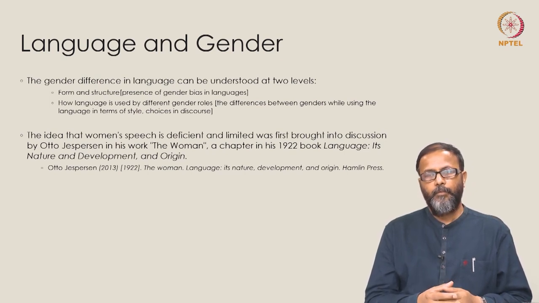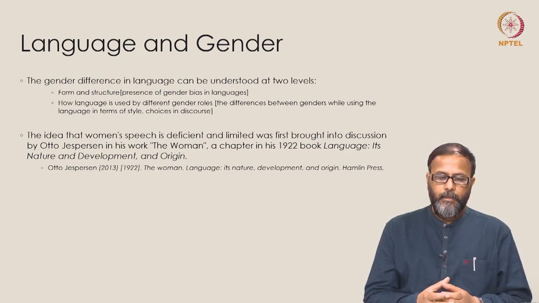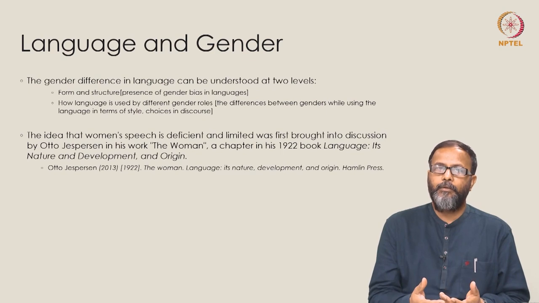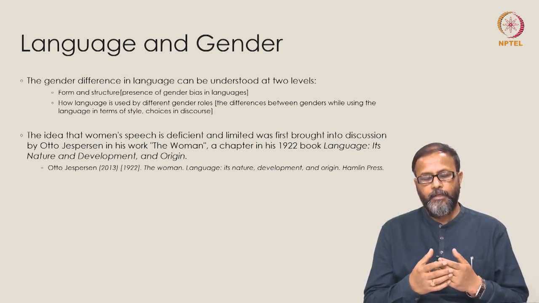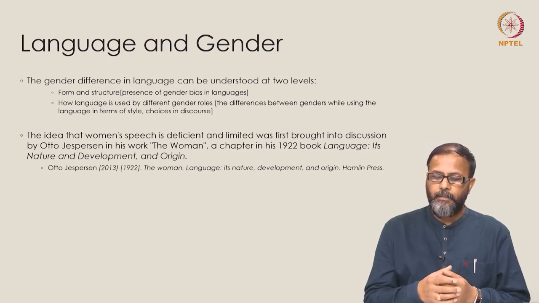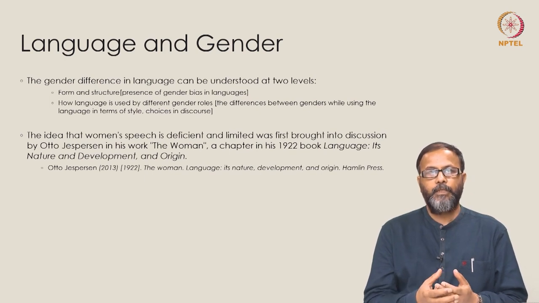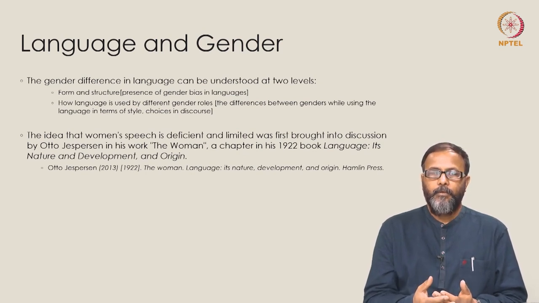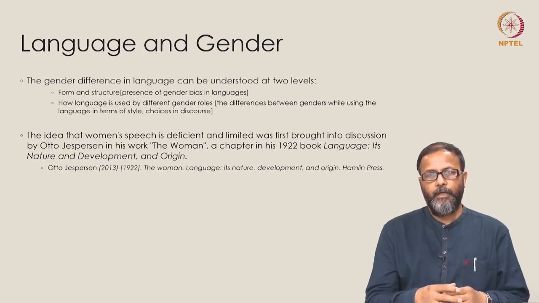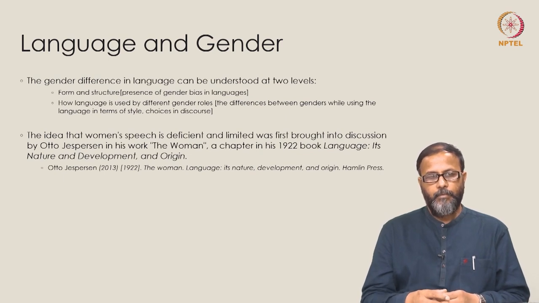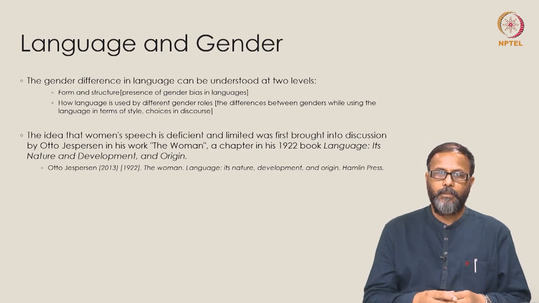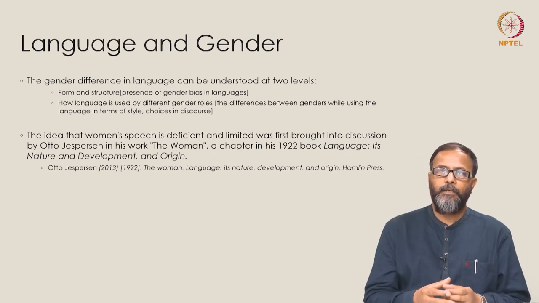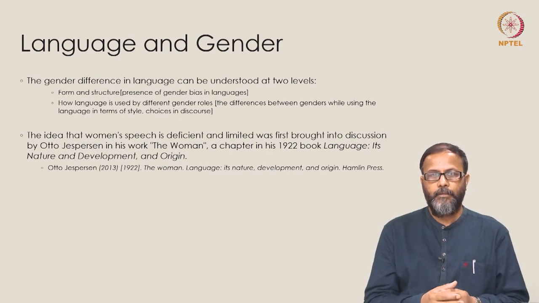Then the other perspective with which we can look at gender is the gender roles performed and how language is used, how utterances are used, right? So, how language is used by different genders, the difference between genders while using language in terms of style, choice, in discourse. So, how a woman speaks and how a man speaks. So, one is the form. The one perspective is looking at the form and the structure present in language and how language represents the bias towards gender. The second one is how language is used by different genders. So, structure-centric and user-centric.